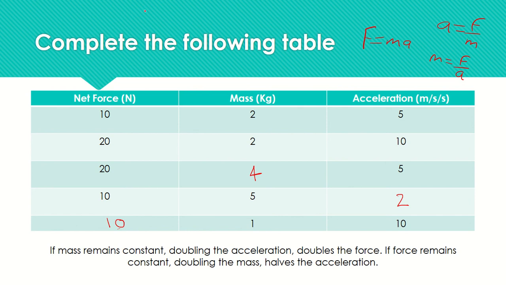So obviously if mass remains constant, then in order to get double the acceleration, you need to double the force. If force remains constant, then if you double the mass, the acceleration would be halved.